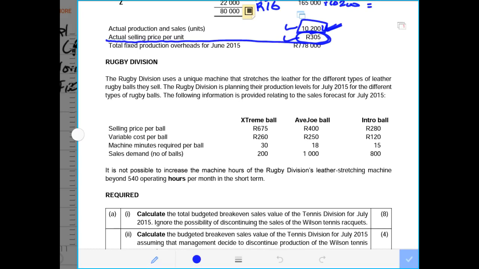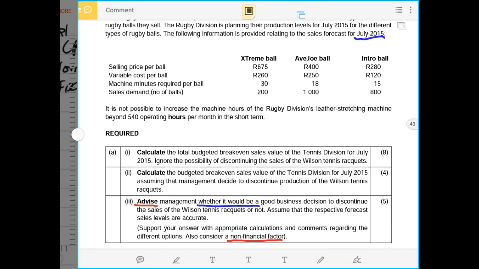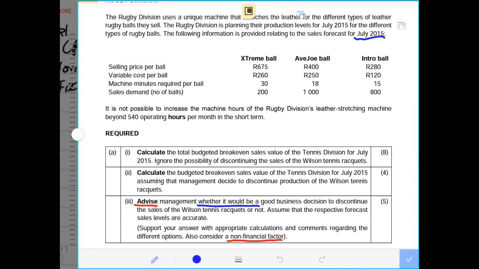The following information is provided relating to the sales forecast for the month of July in the year 2015. This is the forecast, or the estimate, or the budgeted information for the month of July in the year 2015. We are given three products: Extreme Ball, Avjo Ball, and Intro Ball. There are three balls that this company is manufacturing.